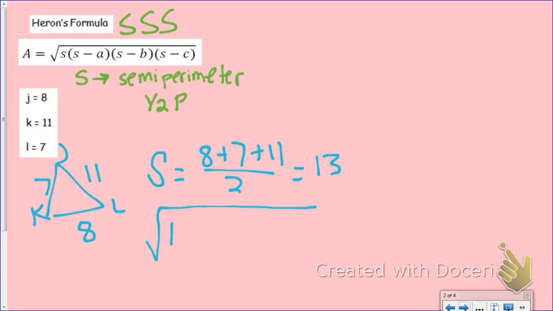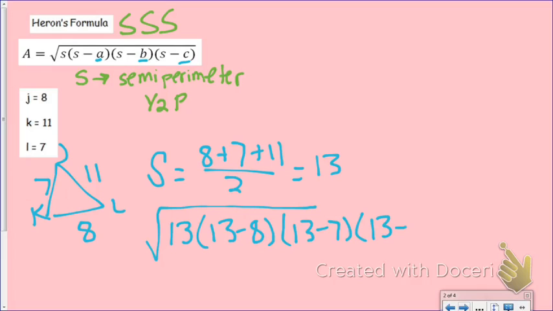So it is the S times, and remember A, B, and C are interchangeable. What matters is just each one is a different side. So I'll do semi-perimeter minus one side, semi-perimeter minus another side, semi-perimeter minus the third side.